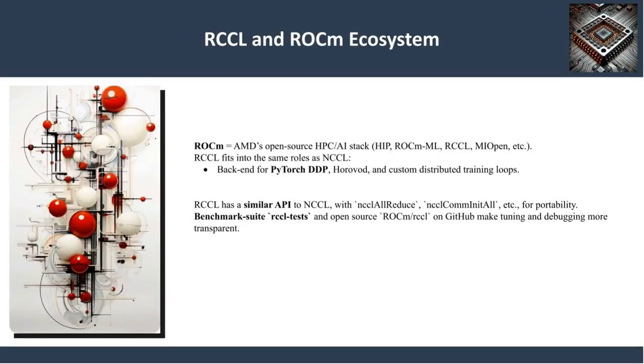ROCm is AMD's open-source high-performance computing artificial intelligence stack, including HIP, ROCm Machine Learning, and ROCm Collective Communications Library. ROCm Collective Communications Library serves as a backend for PyTorch distributed data parallel, Horovod, and custom distributed training loops, mirroring NVIDIA Collective Communications Library's roles. It offers a similar application programming interface for portability, with tools like RCCL tests and the open-source ROCm RCCL on GitHub enhancing tuning and debugging.